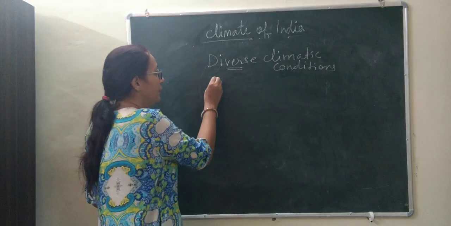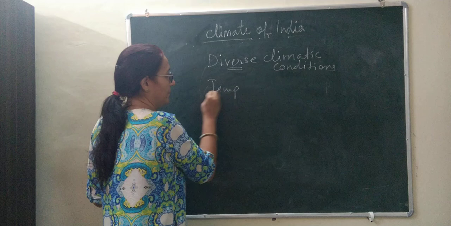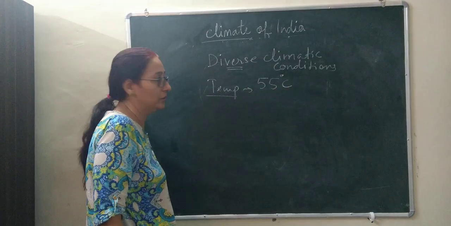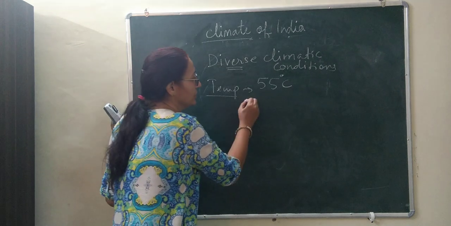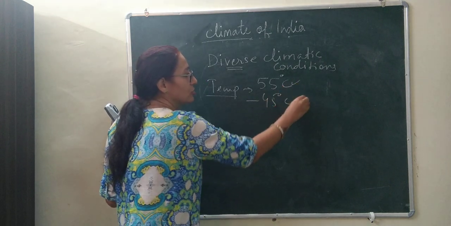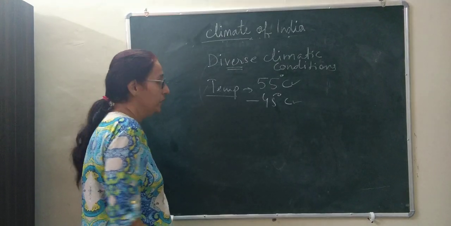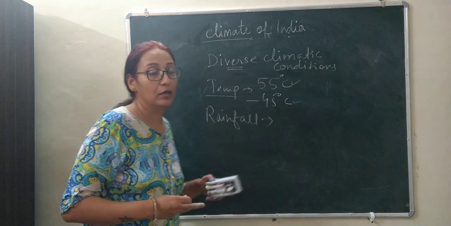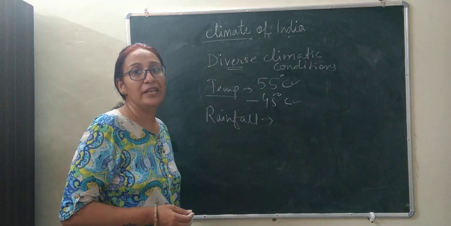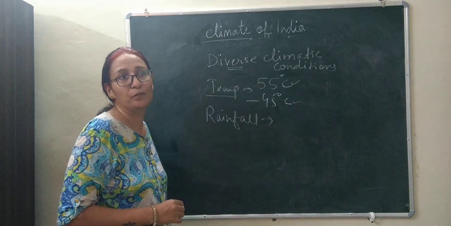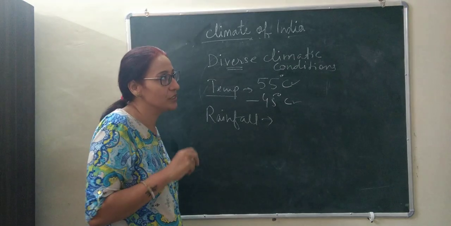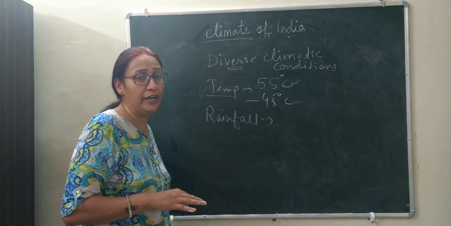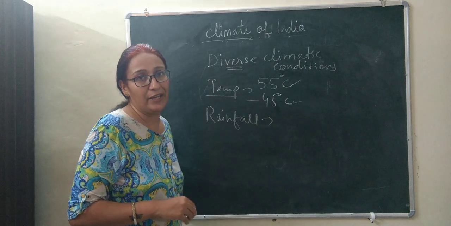Like in Rajasthan, temperature reaches around 55 degrees Celsius during summer. And in Leh Ladakh, temperature falls below zero. So there is a lot of variation in terms of temperature. Similarly, under the heading of rainfall, if we take different examples, Mawsynram near Cherrapunji in Meghalaya receives very heavy rainfall, whereas the Thar Desert in Rajasthan receives very low or scanty rainfall. So India experiences varied climatic conditions.